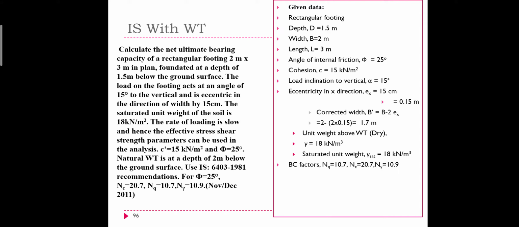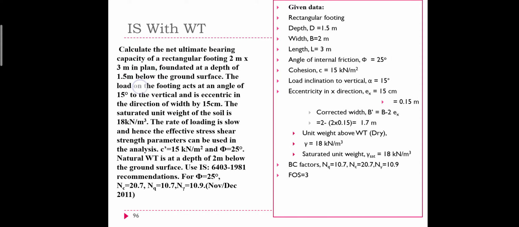Okay, the bearing capacity factors are Nc 10.7, Nq 20.7, N gamma 10.9. And here you see the saturated unit weight, they have taken it as the same. The dry unit weight is also 18, the saturated unit weight is also 18. Since they have not given the dry unit weight, you can keep it as such. The dry unit weight we can keep as it is, take 18.